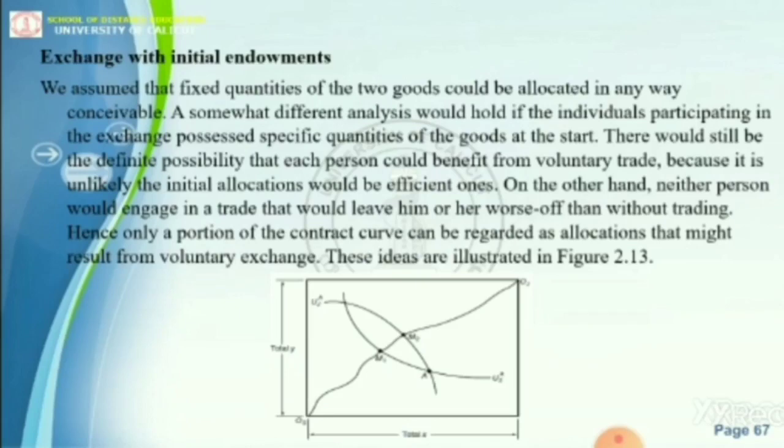Then exchange with initial endowments. We assumed that fixed quantities of these two goods could be allocated in any conceivable way. A somewhat different analysis would hold if the individuals participating in the exchange possessed specific quantities of the goods at the start. There would still be the definite possibility that each person could benefit from voluntary trade because it is unlikely the initial allocations would be efficient ones. On the other hand, neither person would engage in a trade that would leave him or her worse off than without trading. Hence, only a portion of the contract curve can be regarded as allocations that might result from voluntary exchange.